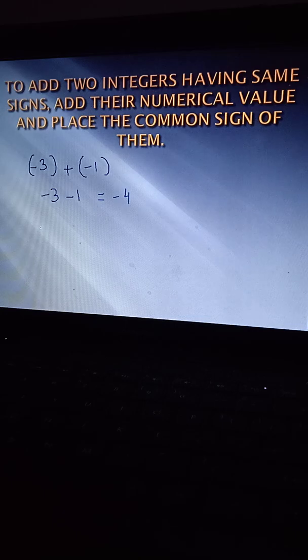Similarly, if we have +3 and +1, then also you can simply add them. 3 plus 1 is 4, and both integers are in positive form, so the common sign is positive. So +4 will be the answer. This is your first rule.